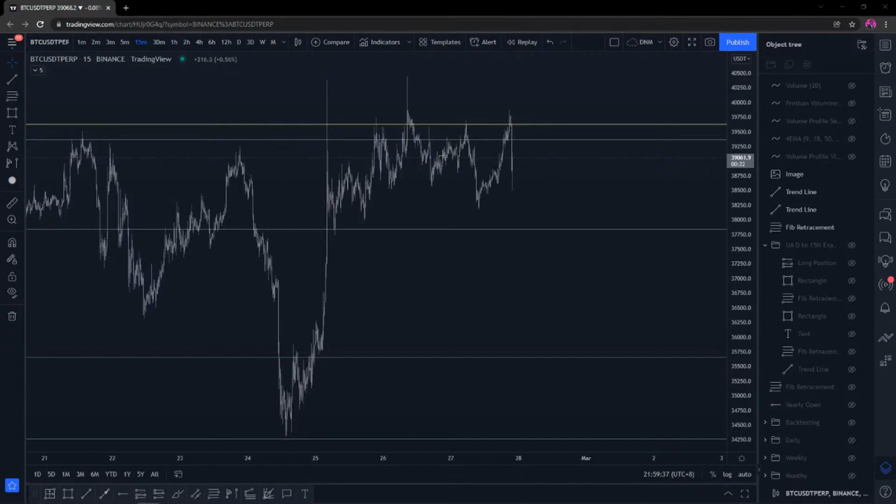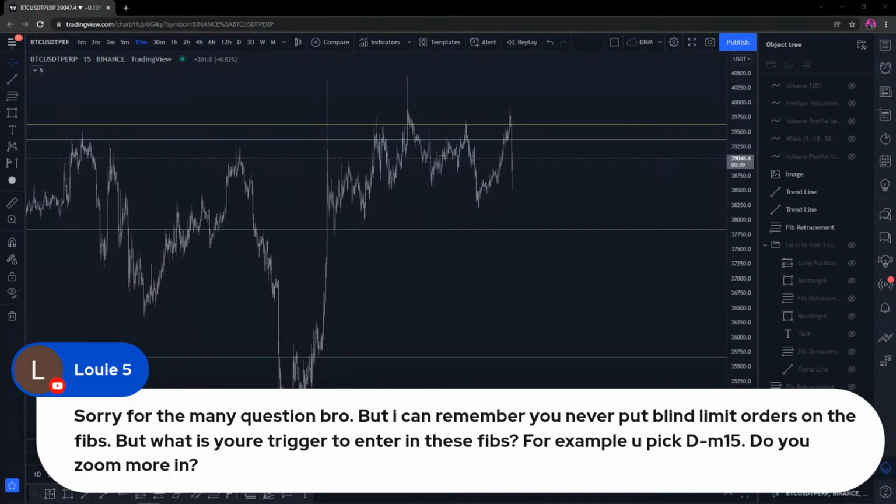You've got another one here. I can remember you never put blind limit orders in on the Fibs, but what is your trigger to enter in these Fibs? For example, you pick day to M15, do you zoom in more? Okay, let's have a look at that. Sorry for the many questions, bro. Louis, it's all good, mate. For your other query, like I say, flick us a message.